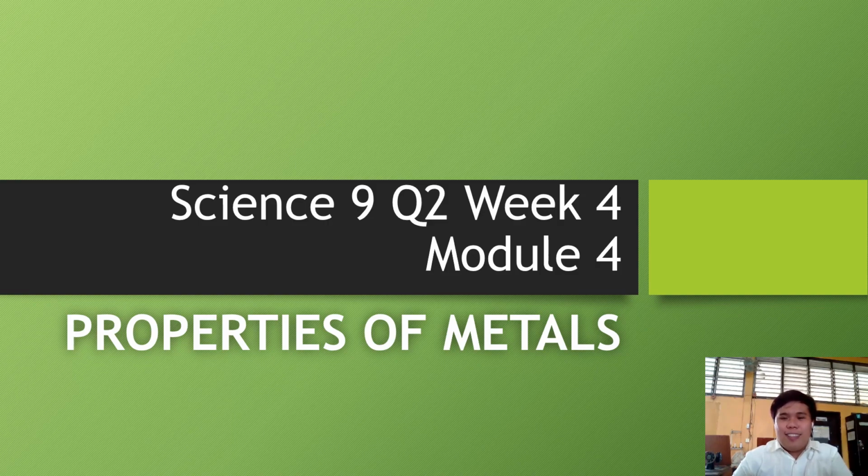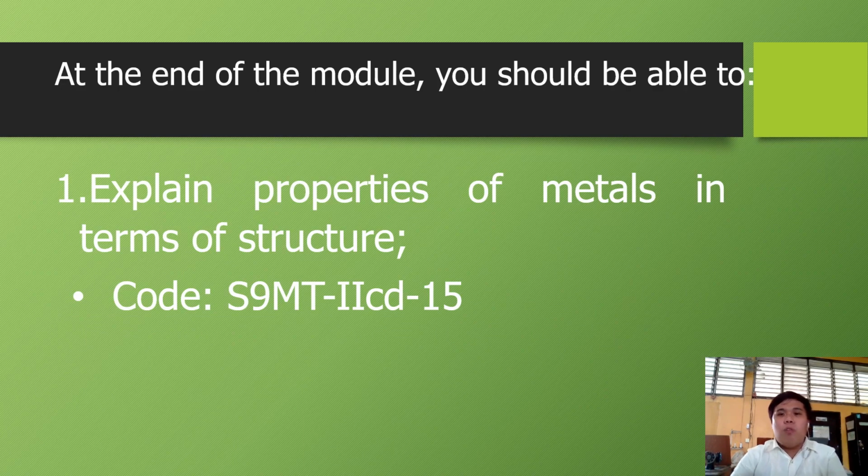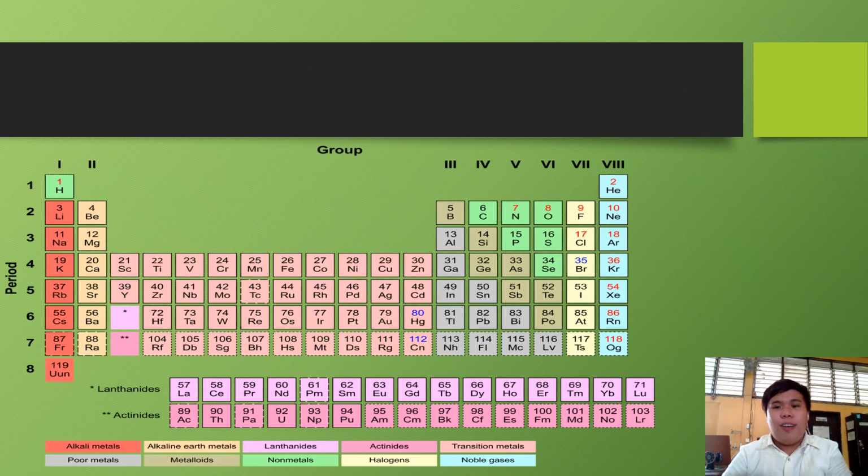Good day, students. So I am here again to discuss all about Science 9, Quarter 2, Week 4, Module 4. We'll be talking about properties of metals. At the end of this module, you should be able to explain properties of metals in terms of structure. Okay, so let's proceed to our next slide.